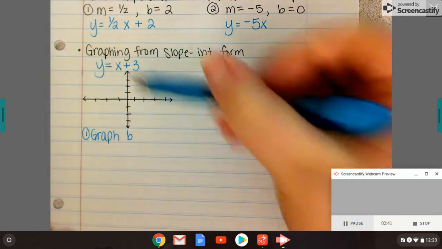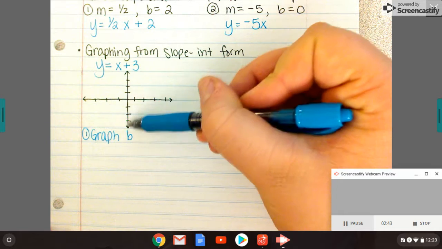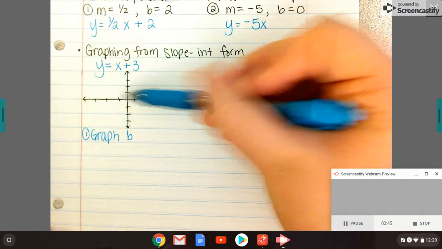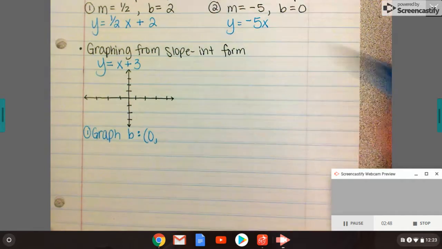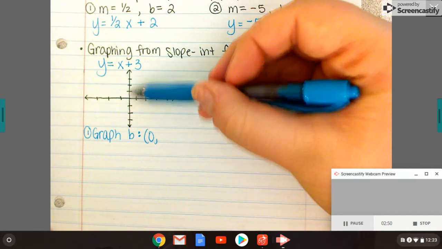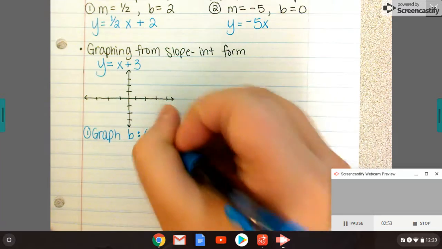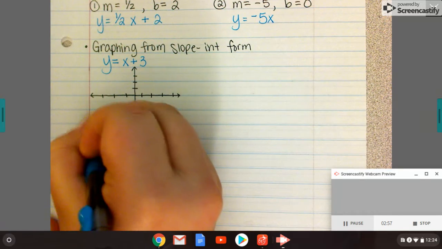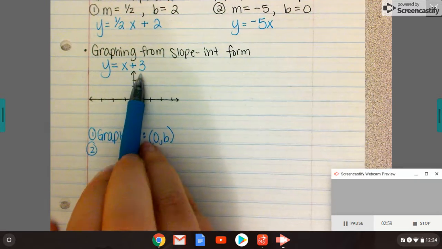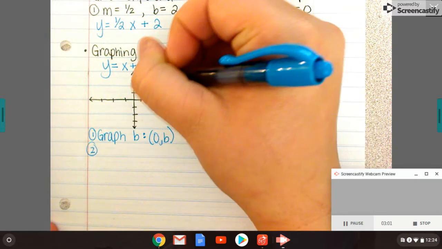That means it's going to go through the y-axis. So anything that goes through the y-axis, its x term is 0. And it went up or down b. So either went up b amount or down b amount. So this is the point 0, comma b. Let's do that first. So our b is 3. That means we have a point at 0, 3 right here.